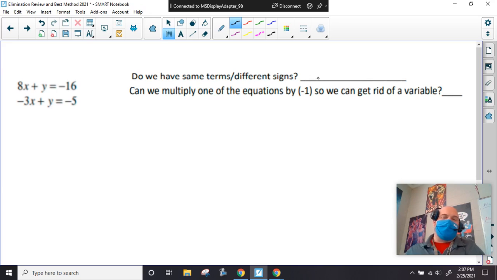So, do we have same terms, different signs? No. Can we multiply one of the equations to get rid of a variable? Well, yes. It doesn't matter if I multiply the top or the bottom, because these have the same term, same signs. Okay, they won't cancel out. We need one of them to go away.